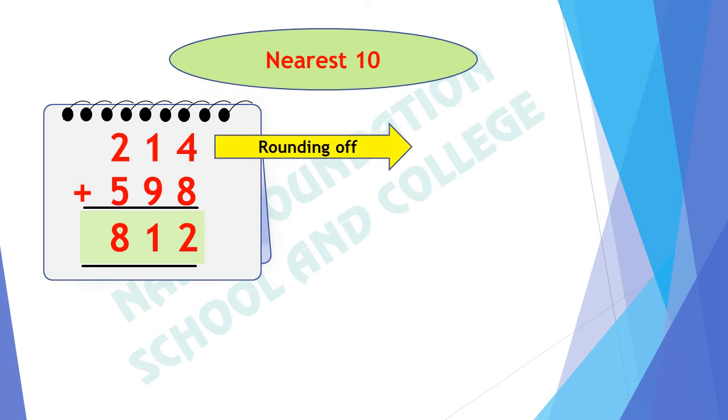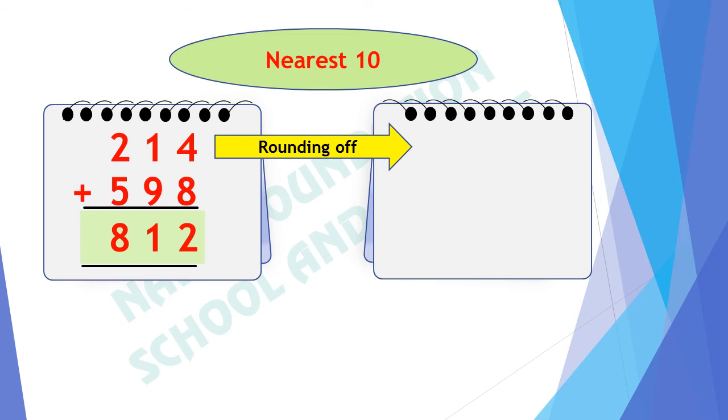If we round off this number to the nearest 10, we will consider the digit in units place. In units place there is 4, and 4 is less than 5. It means this number will be rounded off as 210.